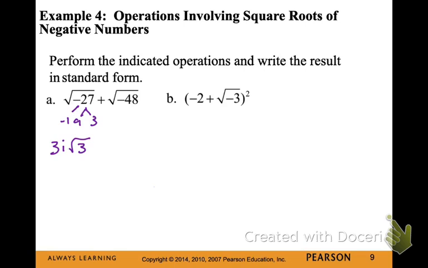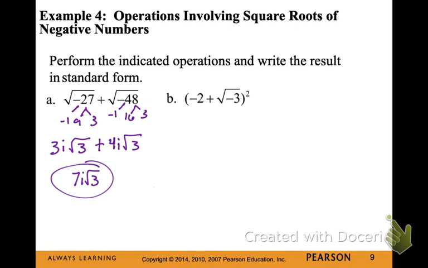Now let's simplify the square root of negative 48. So I break that into 16 times 3 times negative 1. The square root of 16 is 4, the square root of negative 1 is i, and I'm left with the square root of 3. Now my roots are the same, so I can add those terms. I have 3i square roots of 3 plus 4i square roots of 3. I bet you know what the result will be: 7i square roots of 3.